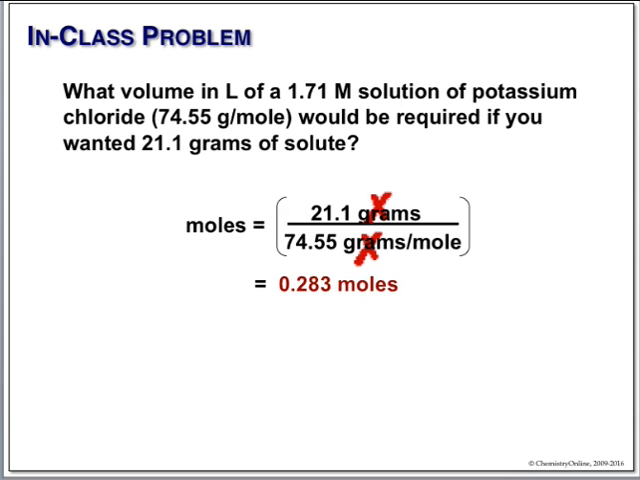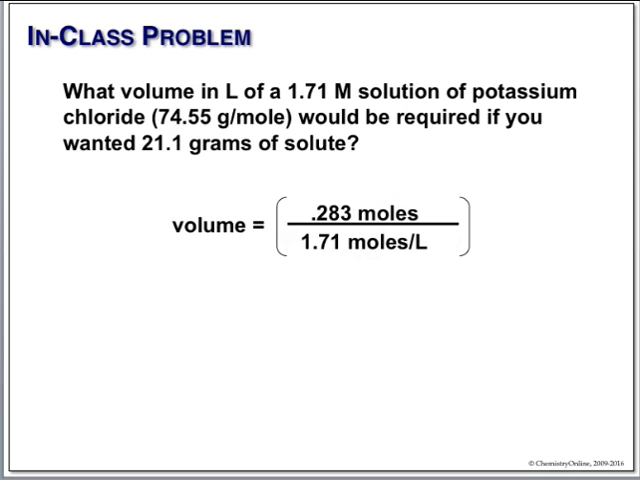Now we're looking for a volume. We know the concentration, that's moles per liter, and we know the number of moles. In order to get the volume, we simply need to take our moles and divide it by our concentration. Remember, concentration is moles over liters. And all we're doing here is solving for liters. Do our simple math. And this is 0.165 liters. How many mils is that? That would be 16.5.